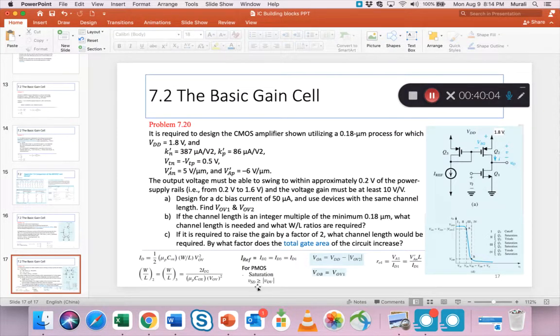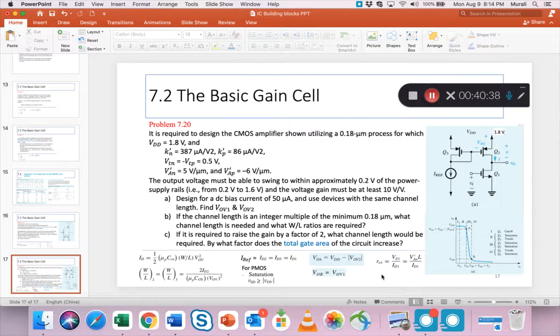For PMOS saturation, VSD has to be greater than the absolute value of VOV. I just thought I'd throw this in somewhere because it's PMOS saturation. These have to be saturated. Then these two important formulas help us set this maximum swing of the output voltage, the V output here. From there you can derive the VOV1 and VOV2, which is part of the answer here.